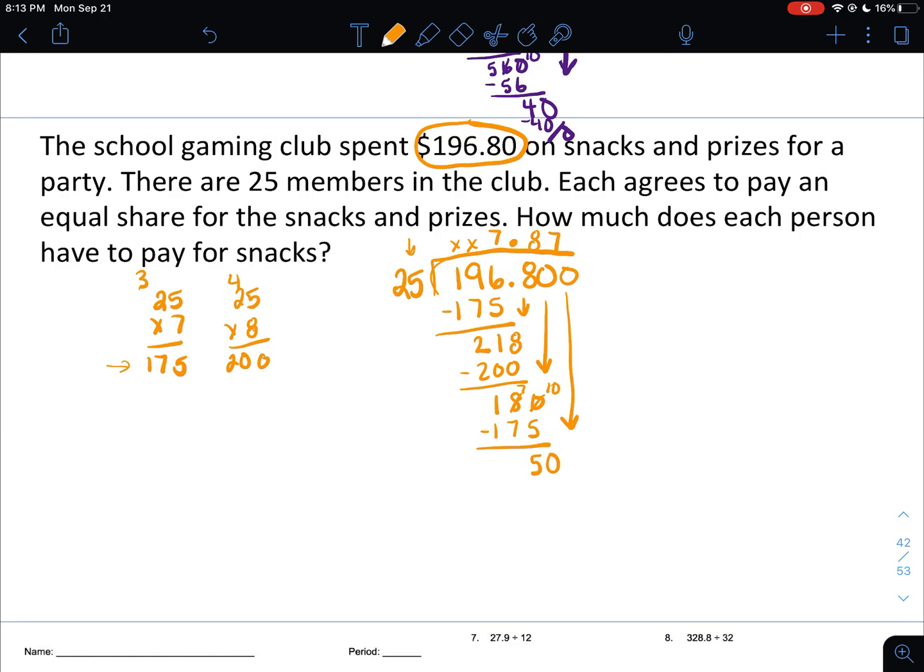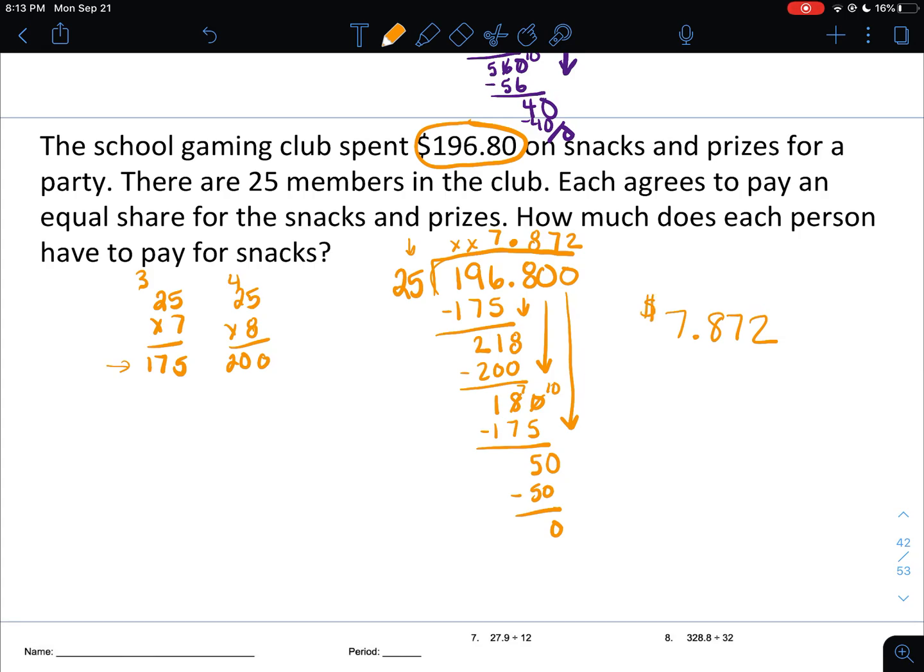Which, oh, perfect. 25 goes into 50 exactly 2 times. So that one was easy. So it goes in twice. 25 times 2 is 50. Subtract, you get 0. So 7.872. So how much does each person have to pay?